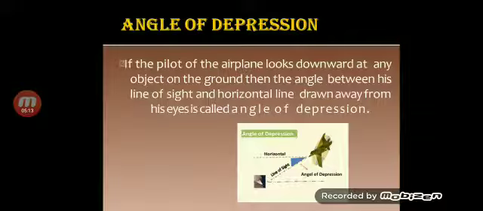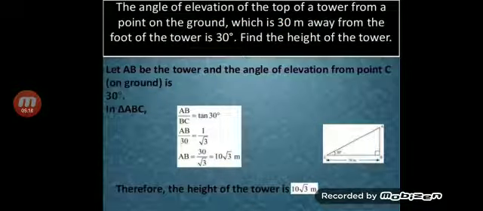Okay, let's try to discuss some examples of how to use these concepts in real life. The angle of elevation of the top of a tower from a point on the ground which is 30 meters away from the foot of the tower is 30 degrees. Find the height of the tower. What is given? The angle of elevation of the top of a tower from a point on the ground, which is 30 meters away from the foot of the tower, is 30 degrees.